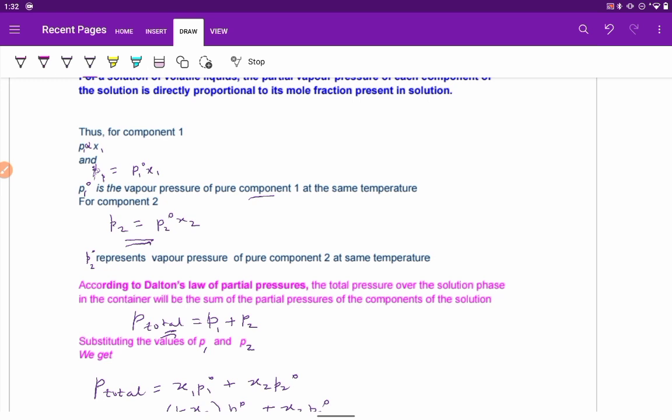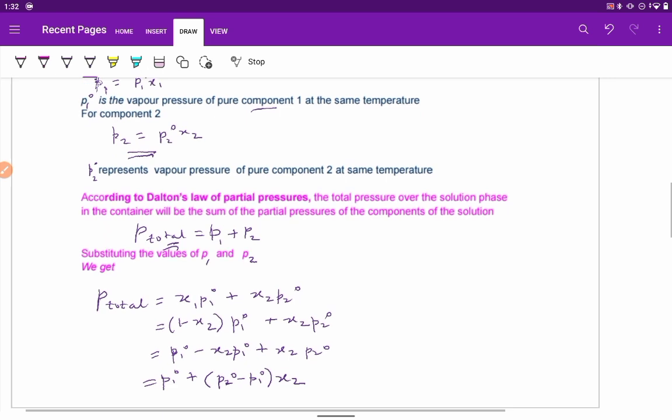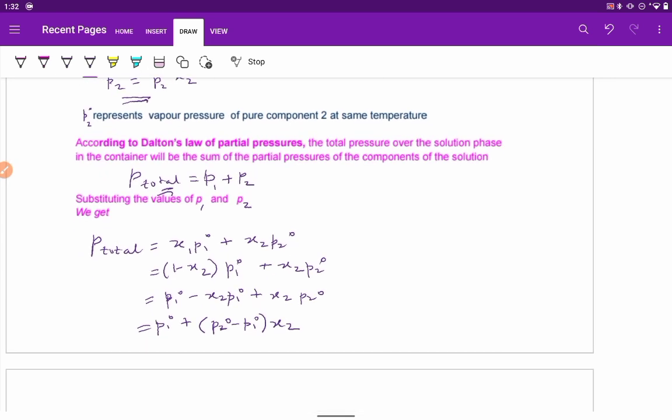So we substitute the values of P1 and P2 so that we get P total equal to X1 P1 naught plus X2 P2 naught. But what is X1? X1 is 1 minus X2, so (1 minus X2) into P1 naught. This term we copy here as it is, X2 P2 naught. On removing the brackets, we get P1 naught minus X2 P1 naught plus X2 P2 naught. On rearranging, we get this equation: P total equals P1 naught plus (P2 naught minus P1 naught) X2.